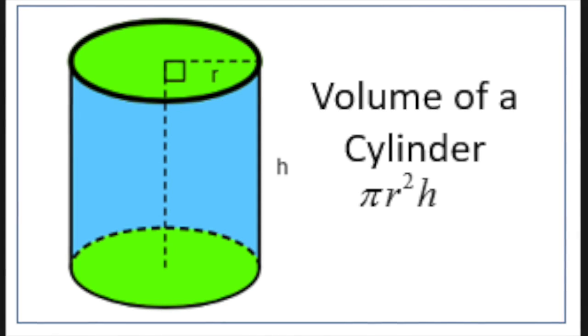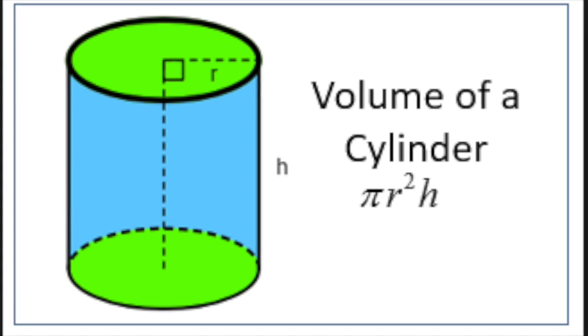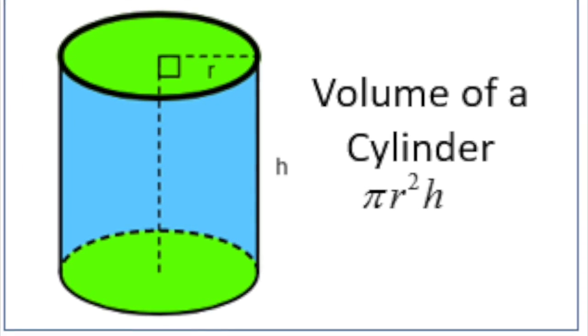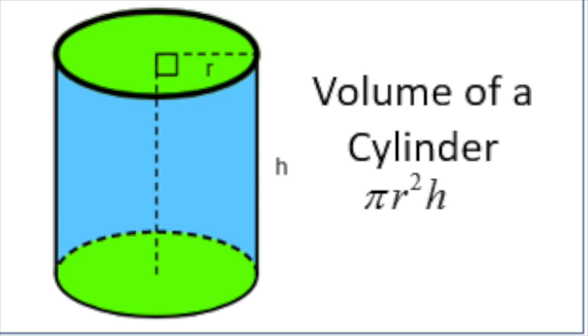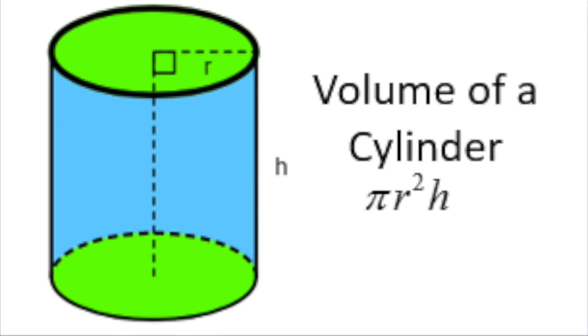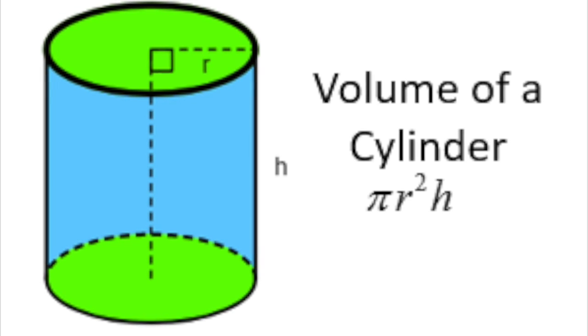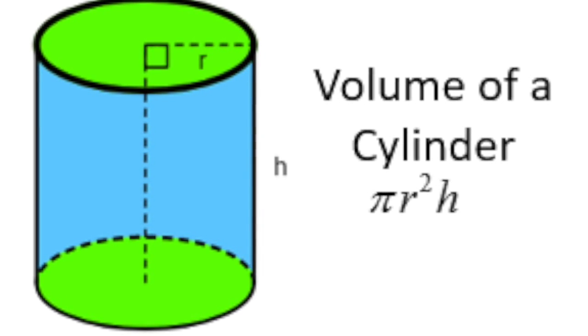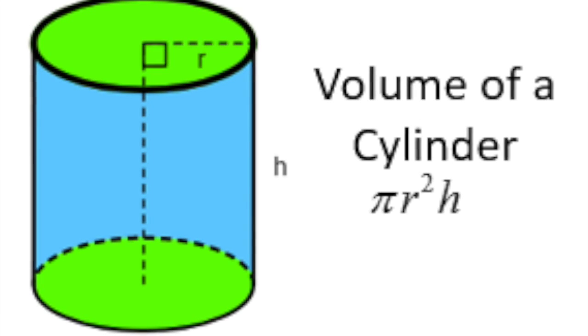After this lesson, you should be able to find the volume of a cylinder. To recap, volume is the measure of the space occupied by a solid. A cylinder is a 3D figure. The formula to find the volume is V equals pi r squared h. Always remember, your answer will always include units cubed.